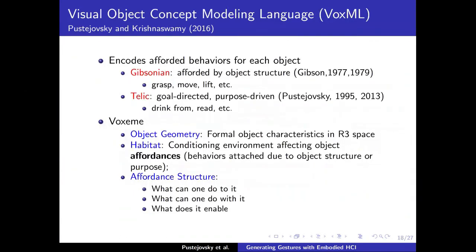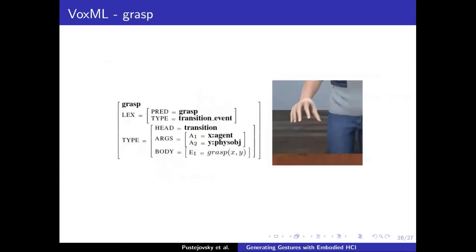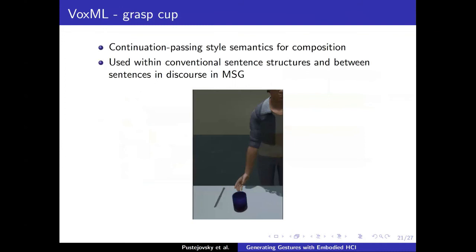Finally, we look at how VoxML, which is one of the languages used in VoxWorld, allows us to encode affordance information and object geometry information. Here, for example, is the representation of a cup. This gives rise to affordance and habitat information that the IVA can use for learning how to manipulate an object, given the types of gestures and actions that she has available to her.